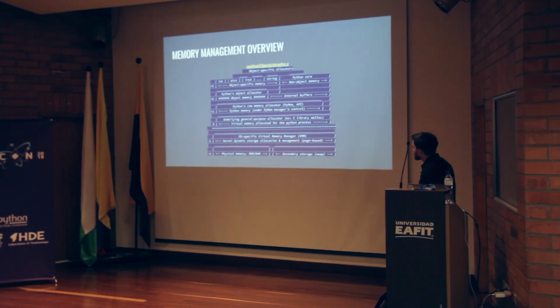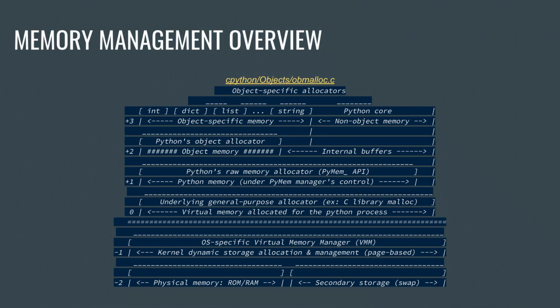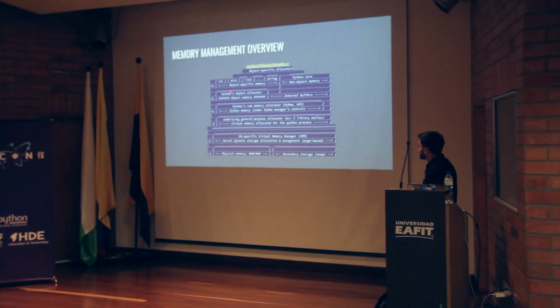What's more interesting is the Python object allocator. This is the thing that takes memory from this layer, from the heap, and allocates the objects. And in this structure reside all of the objects from Python.